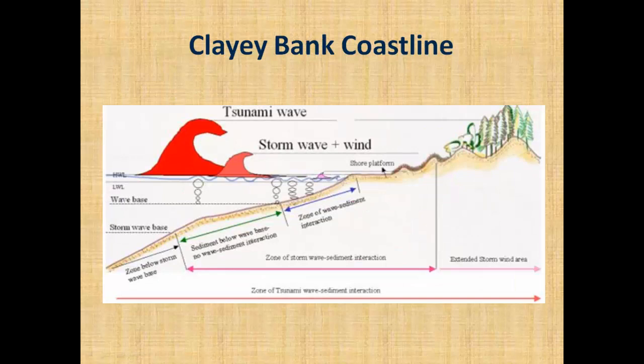So, clayey bank coastline. This is considered a semi-hard coastline. It's made up of cohesive soils. Obviously, it's made up of clay. These are pretty much like estuarine coastlines. They have vertical banks. These experience a high rate of erosion compared to a hard coastline like a cliff.